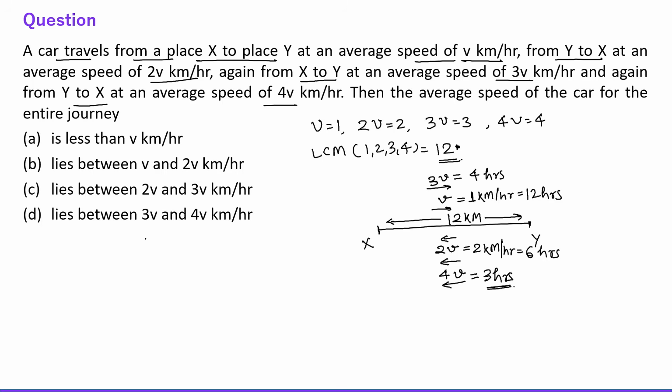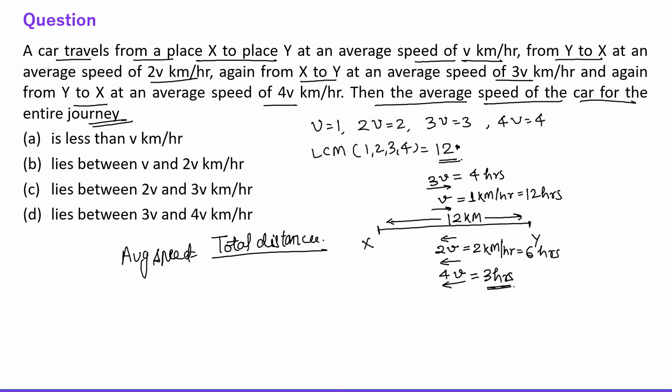Okay. So the average speed they are asking. The question is the average speed of the car for the entire journey. Average speed is total distance covered upon total time taken. So what total distance is he covering? 12, then 12, then again 12, and then again 12. First he is going from X to Y, then Y to X, then again X to Y, then again Y to X. So 4 times 12 kilometers.